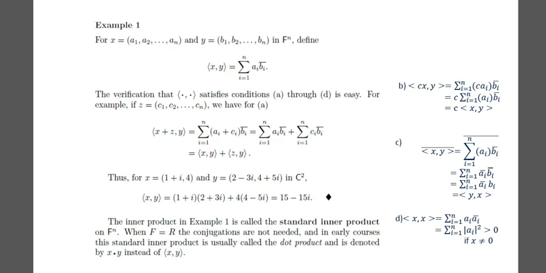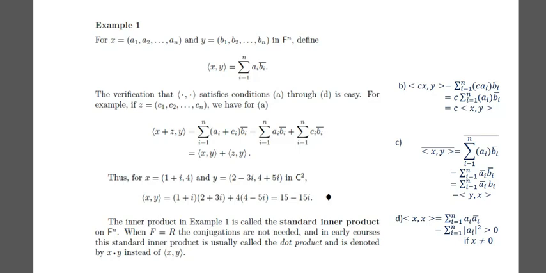Last, the inner product of x, x, if x is non-zero, is the summation i equal to 1 to n of the modulus of a_i squared, which is strictly greater than 0 if x is non-zero. So all these four properties are satisfied and this forms an inner product space. This inner product is called the standard inner product on F^n.